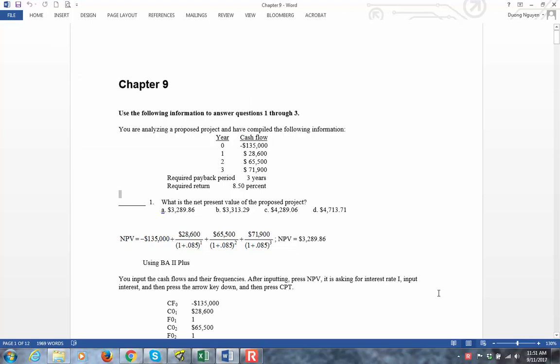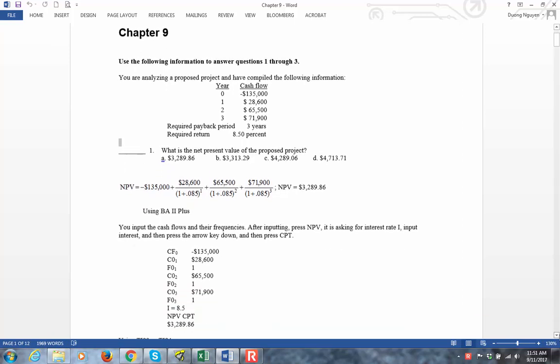Hello, let me go over some questions for chapter 9. The first question is about how to calculate NPV. There are a couple of ways that you could use to calculate NPV. The first one is using the formula.